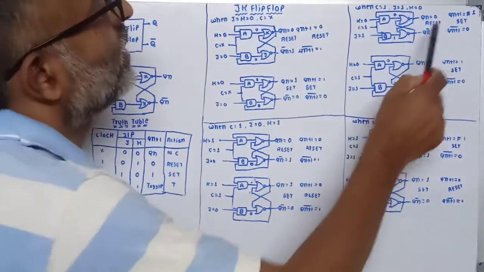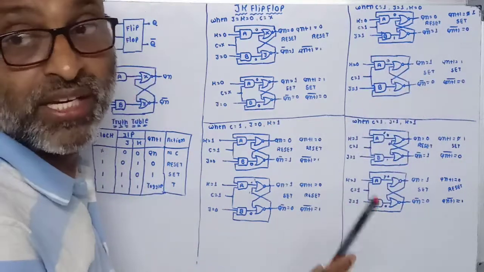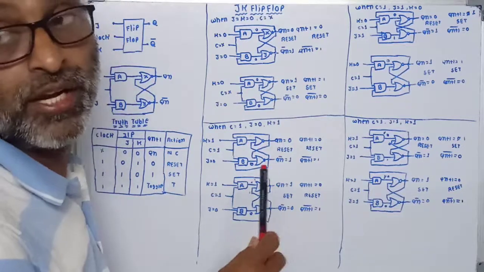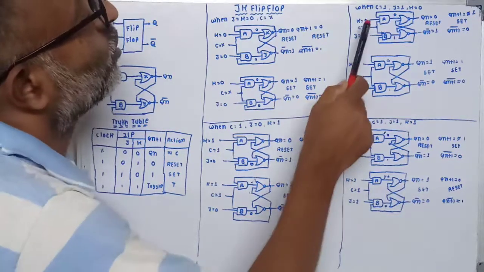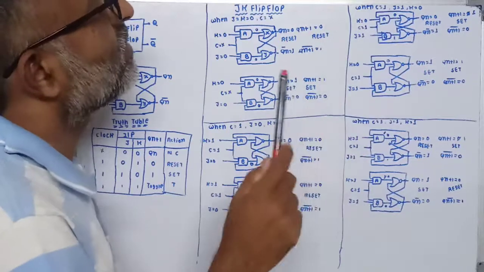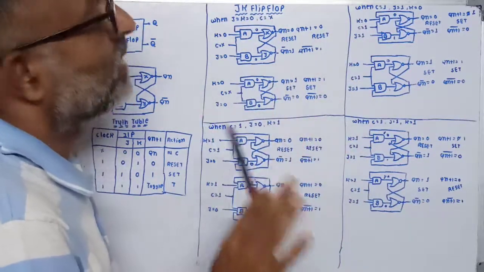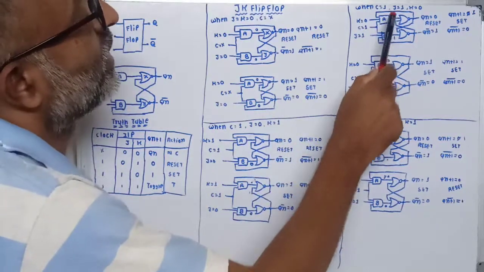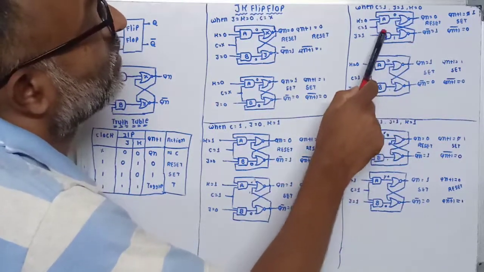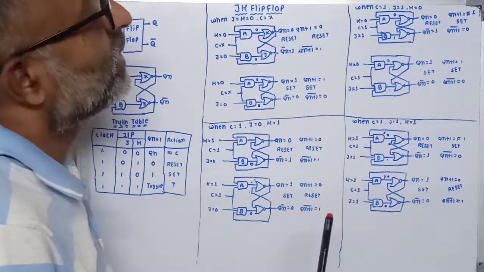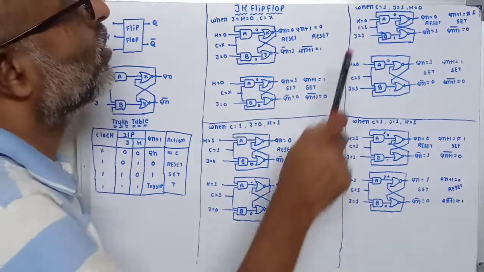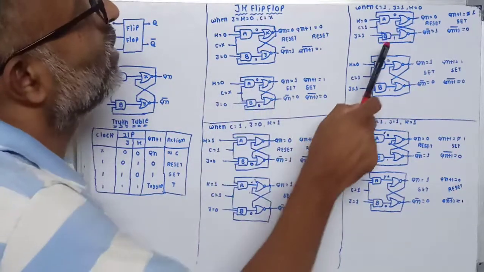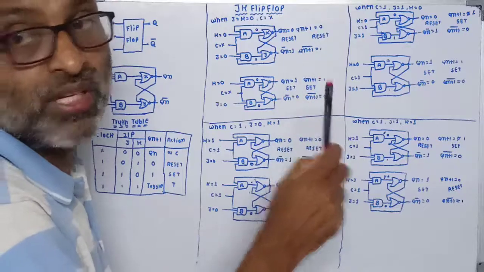Now third case, when C is equal to 1, J is equal to 1 and K is equal to 0, and initially our flip-flop is in reset condition. That means Qn is equal to 0 and Qn bar is equal to 1. So here the AND gate A is disabled because its one input is 0, so its output always remains 0. Now in this case the AND gate B is enabled because all the inputs are at one level, so it is enabled and its output is 1.